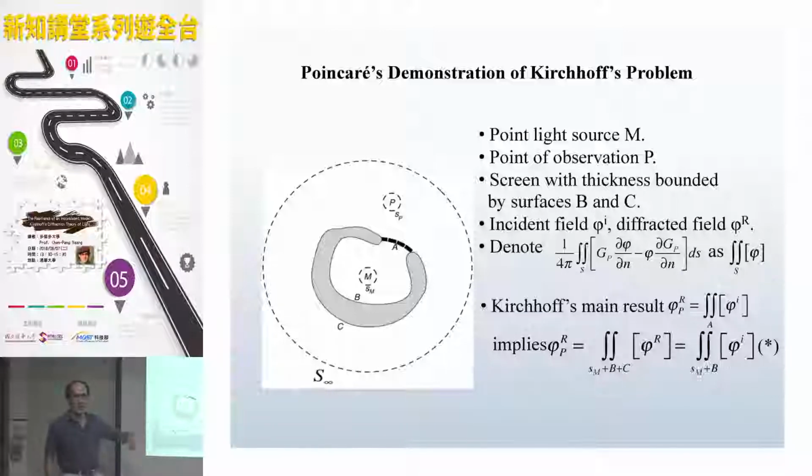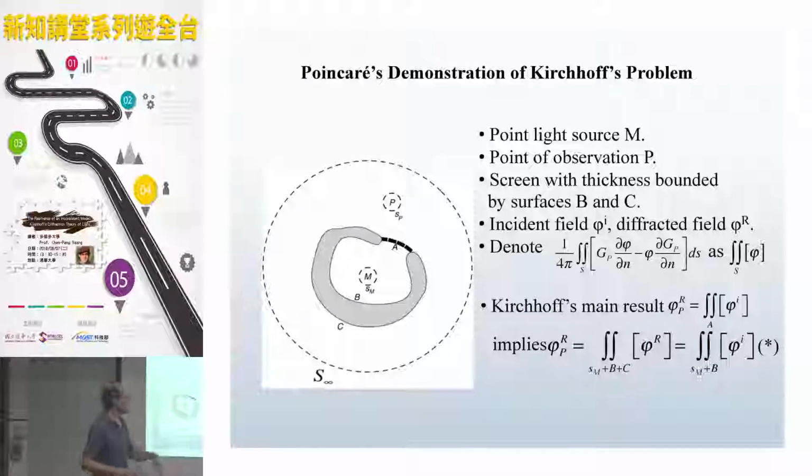Consider again a light source M, a point source, a point of observation P, and a screen. Here the screen is distorted to a weird form, but anyway, this is a screen with an aperture A, right? And the screen has two sides. One side, the side B, is facing the point source. The other side, C, is exterior to the point source. So this is useful to keep in mind.